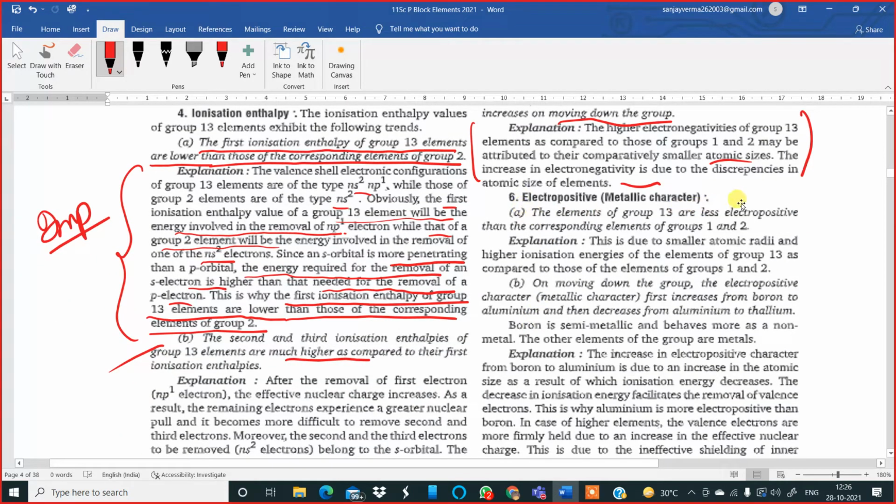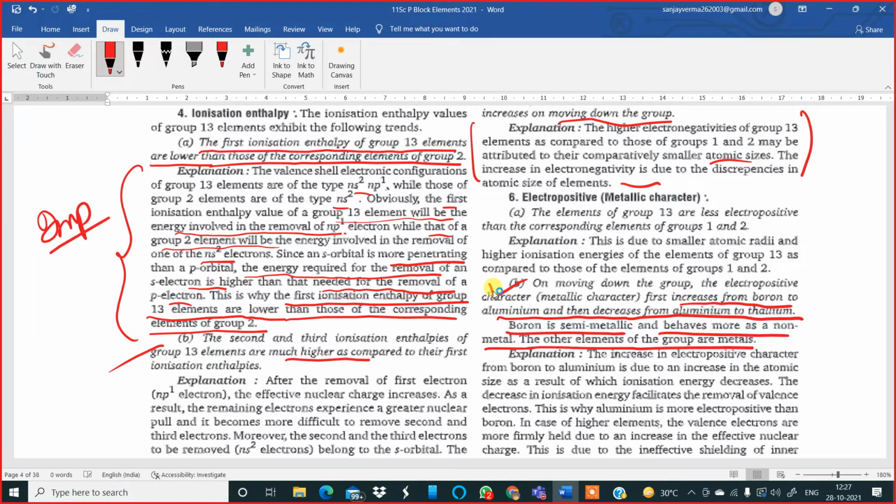The elements of group 13 are less electropositive than the corresponding elements of group 1 and 2. Explanation: this is due to smaller atomic size, radii, and higher IP. Here, on moving down the group, the electropositive character first increases from boron to aluminum and then decreases from aluminum to thallium. Boron is semi-metallic, behaves more as a non-metal. The other elements of the group are metals, generally metallic in nature. So this trend you must try to remember.